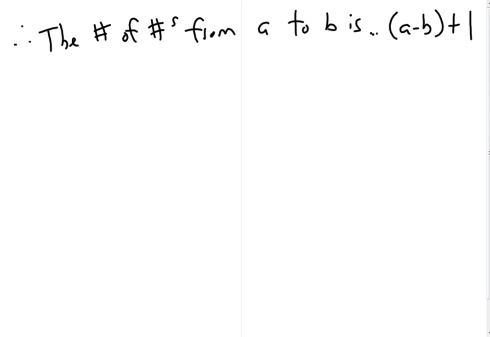Now, the little three dots there means therefore, the conclusion of the matter: the number of numbers from A to B is B minus A plus 1. So if you want to know how many numbers there are between this number and that number, find the difference and then add 1, just like what you were thinking it would be.